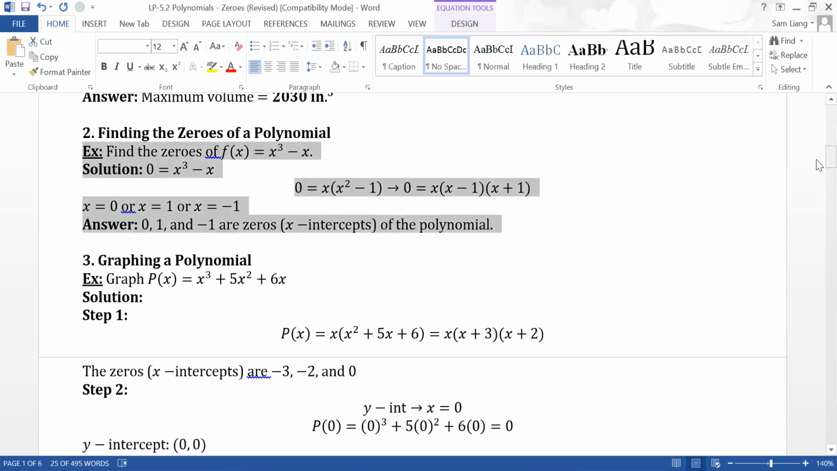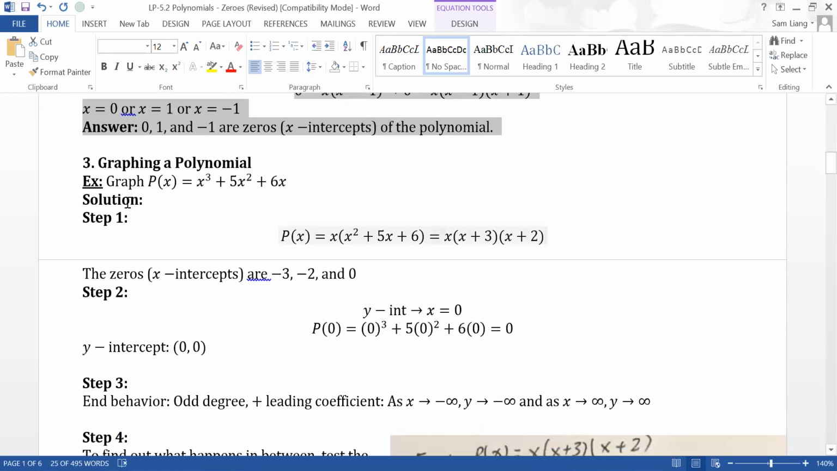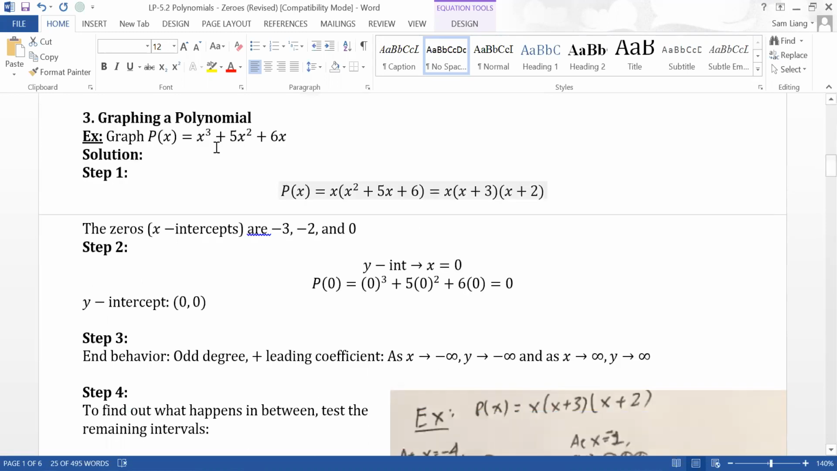So the next question is we're going to graph this polynomial in 4 steps. This is the type of question that you're going to see on the homework. Just graph this polynomial following the steps. Okay, so we have x cubed plus 5x squared plus 6x. First thing we're going to do is find the x-intercepts.